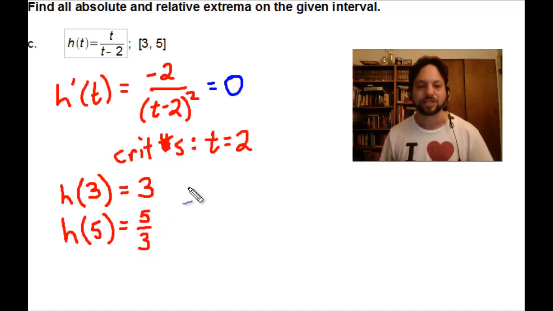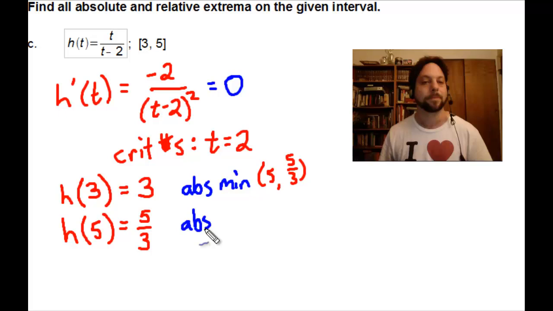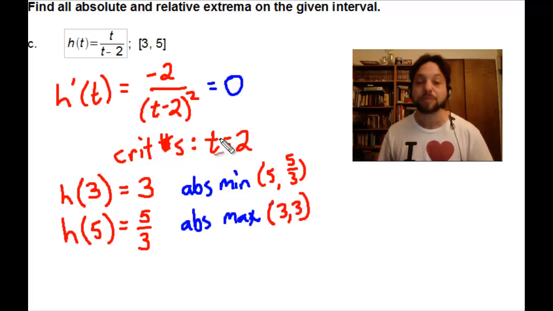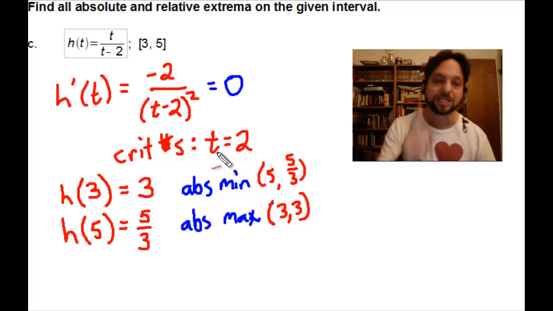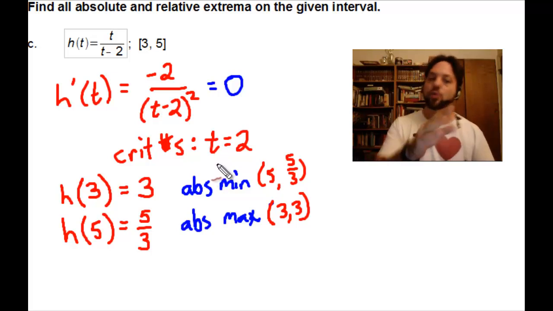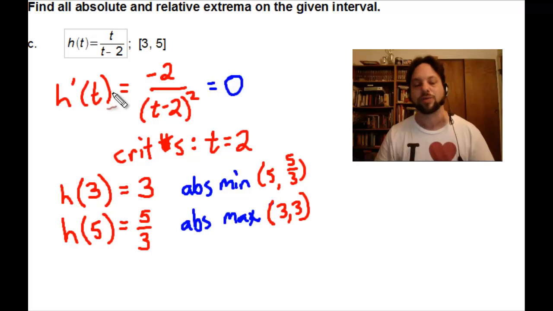And clearly what that tells us is that we have an absolute min, and that's going to happen at 5, 5/3. And we have an absolute max, and that absolute max will happen at the point 3, 3. Something does happen at t equals 2. Don't get me wrong, it's not in the interval, so it was no concern to this example, but something does happen at t equals 2. When you graph this function on your calculator and take a look, you'll see very clearly what happens at 2, if you couldn't tell just by looking at the function anyway.